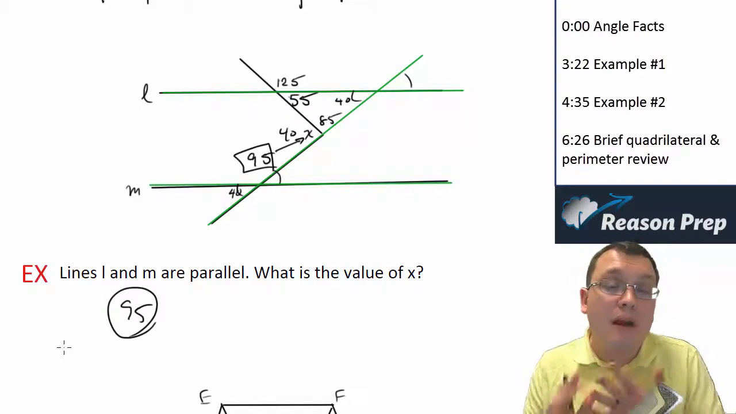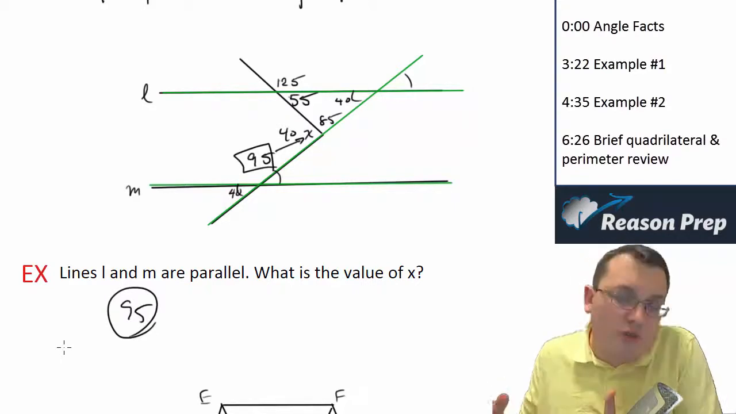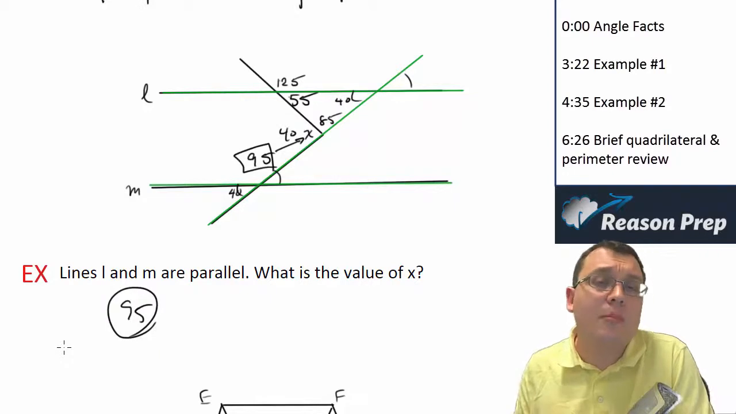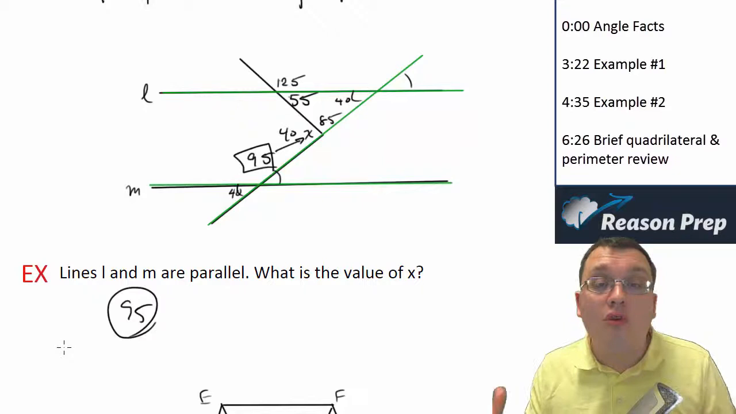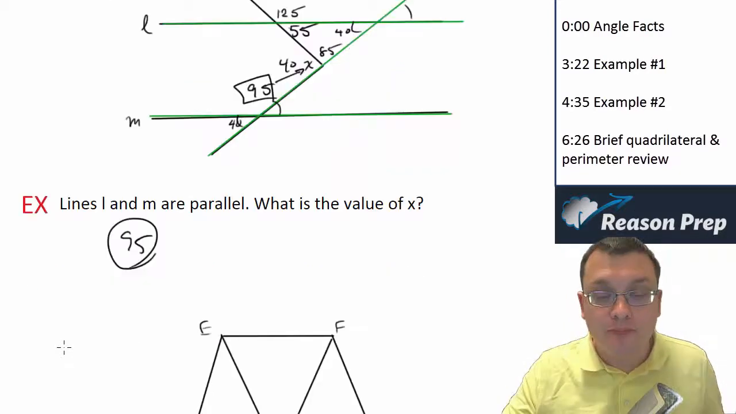So that one combines parallel lines. It combines sort of vertical angles. It combines supplementary angles, angles in a triangle. That's an angle game, right? Using all those rules to find a missing angle.